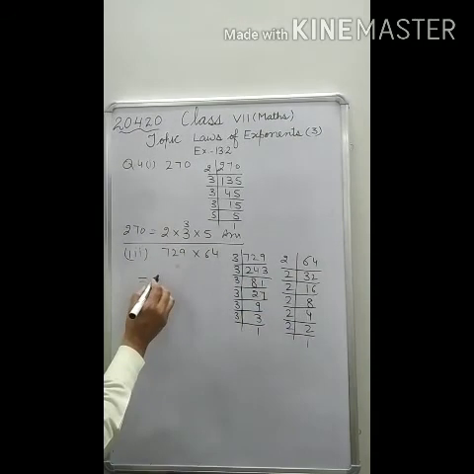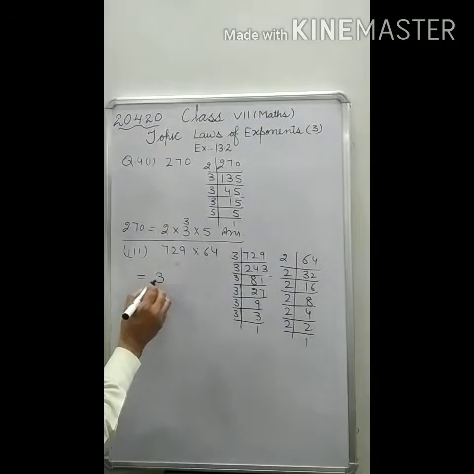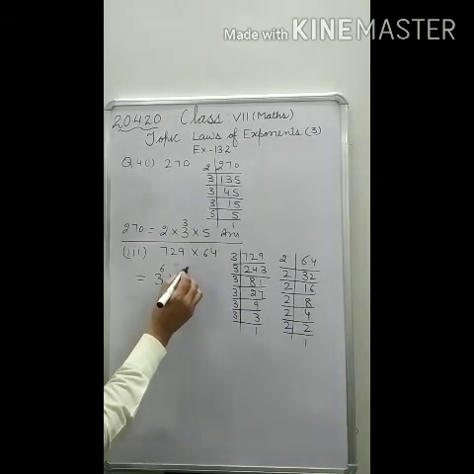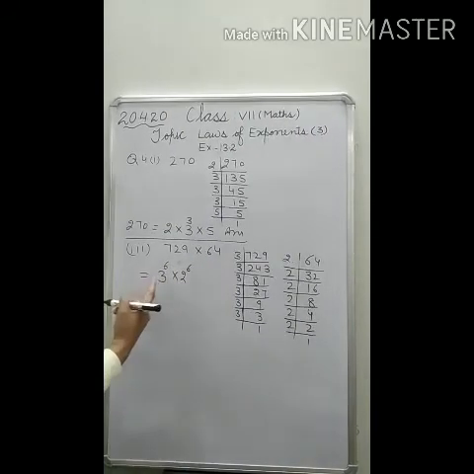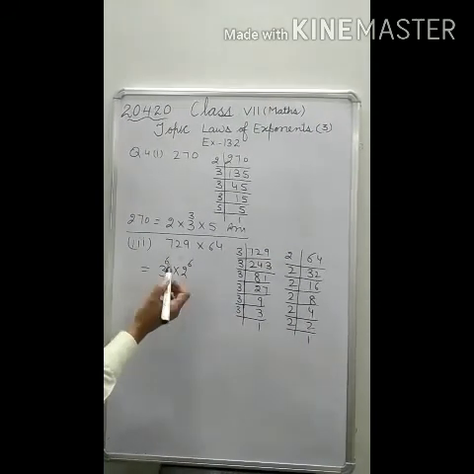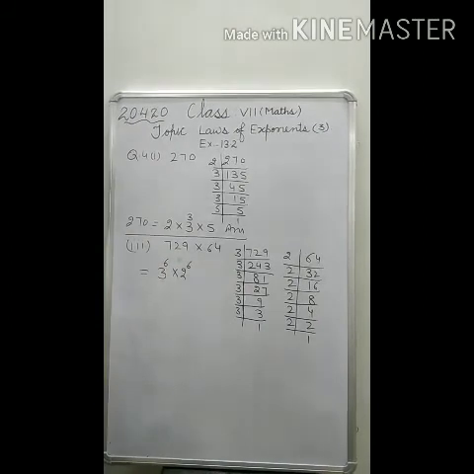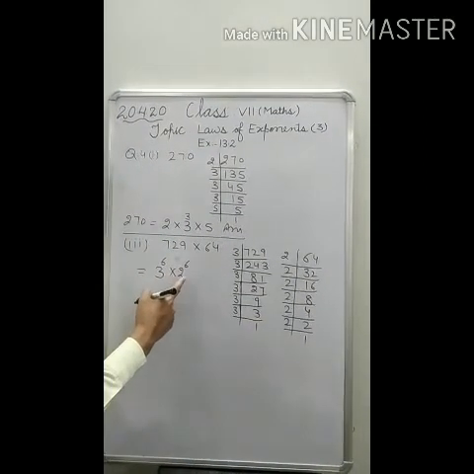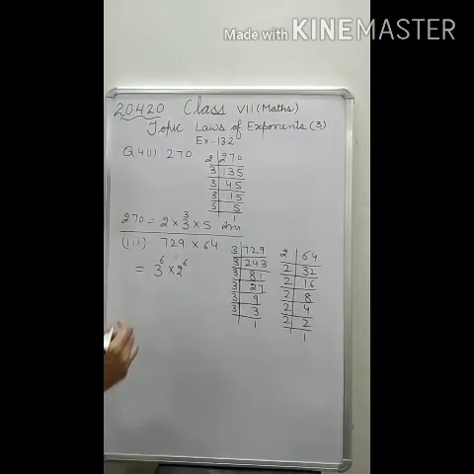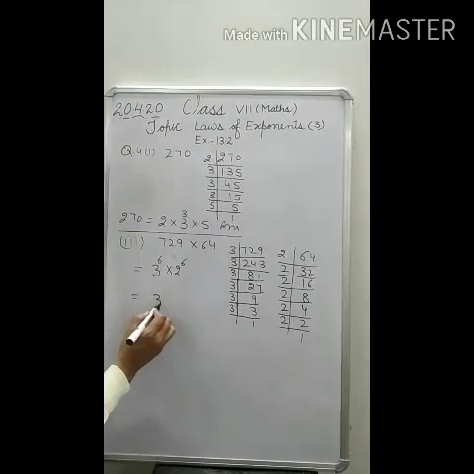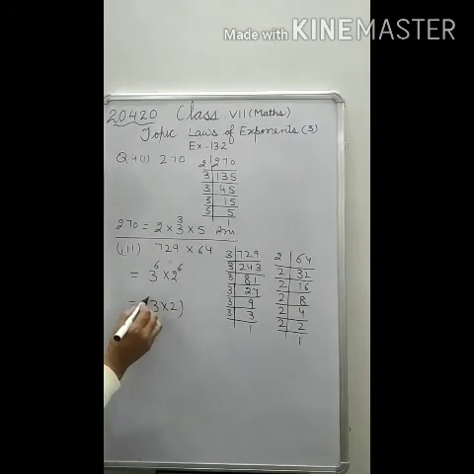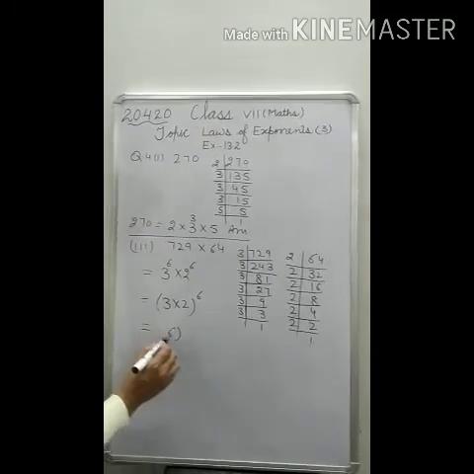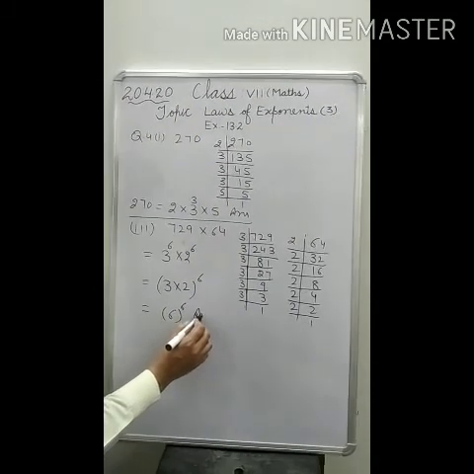So you can write that this is equal to 3 raised to the power 6 into 2 raised to the power 6. Now just observe it. Here the bases are different but the powers are the same. So it is the identity: x raised to the power m into y raised to the power m. So what is the answer of this? It is 3 multiplied by 2, and the whole raised to the power 6. So it can be written as 6 raised to the power 6. This will be our answer.